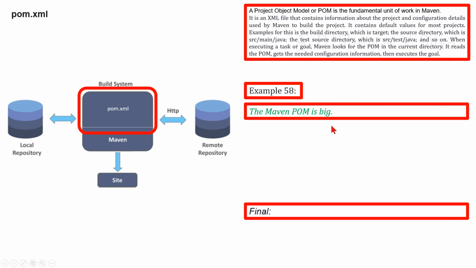Now we are considering the final. The Maven POM is big, however its size is also a testament to its versatility. The ability to abstract all of the aspects of a project into a single artifact is powerful, to say the least. Gone are the days of dozens of disparate build scripts and scattered documentation concerning each individual project.